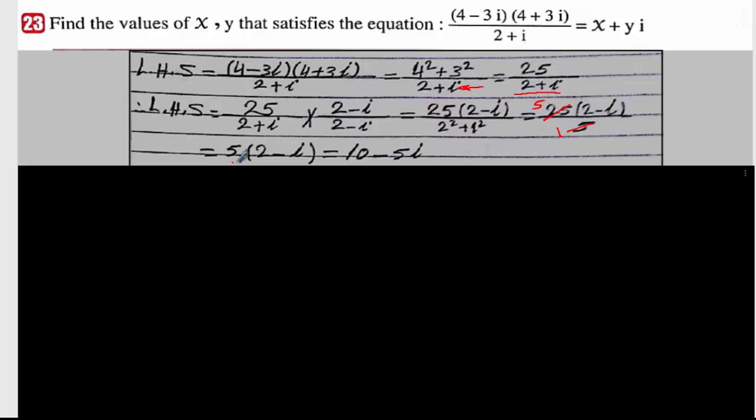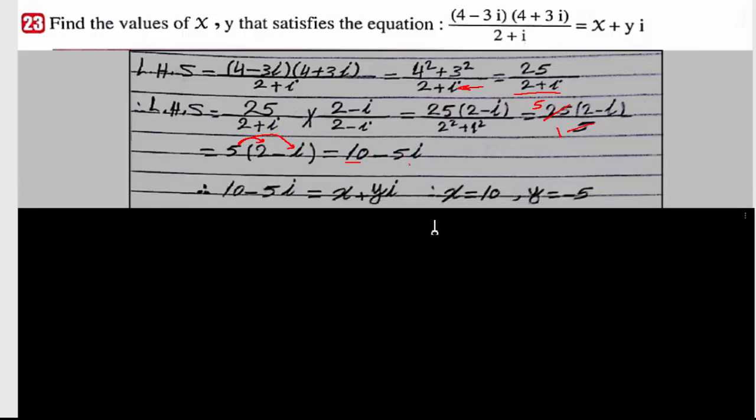So the result equals 5 multiply 2 minus i, which equals 5 multiply 2 equals 10, and 5 multiply negative i equals negative 5i. But we have 10 minus 5i equals x plus yi, so x equals 10 and y equals negative 5, because the requirement here is to find the value of each of x and y.